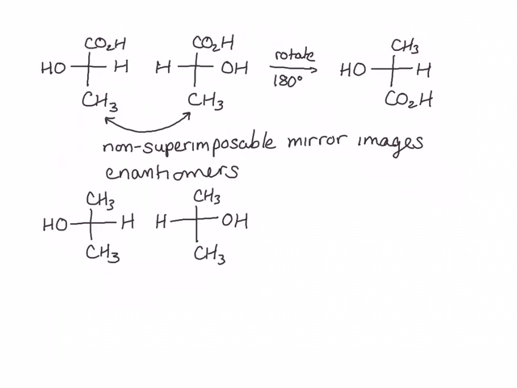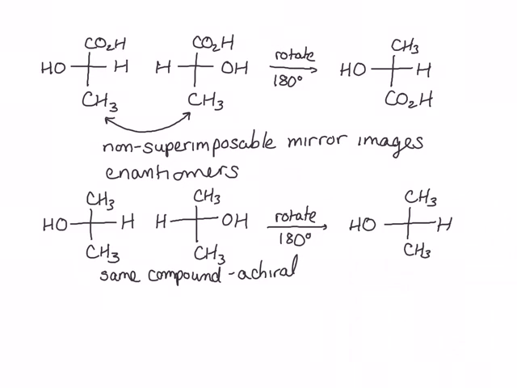I've drawn another compound and its mirror image. If we rotate the structure on the right by 180 degrees, we can see that it's now the same as the structure on the left. What that tells us is that these are superimposable mirror images. In other words, they're the same compound. Let's look at one more example.